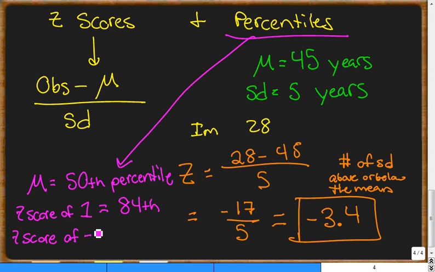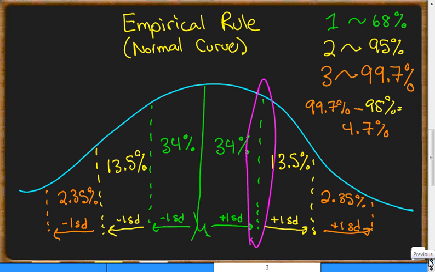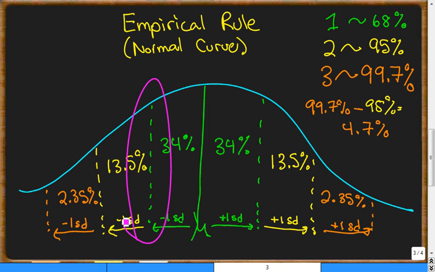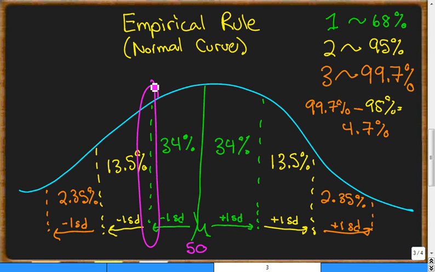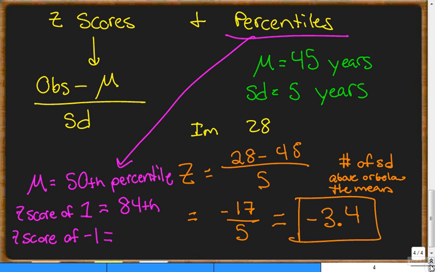And what about a z-score of negative 1? Well, a z-score of negative 1 would be right here, so we're 1 below the mean. Okay, so we know that this is at the 50, and we know that this z-score is 34% lower than that. So 34% lower than that is going to be the 16th percentile.